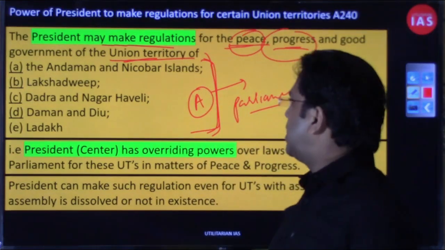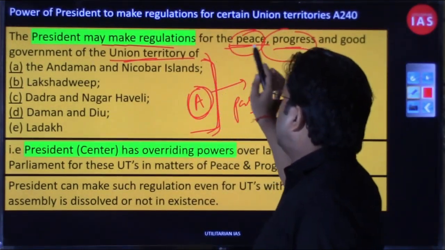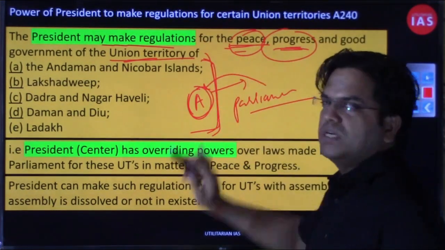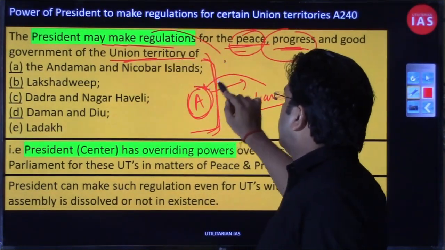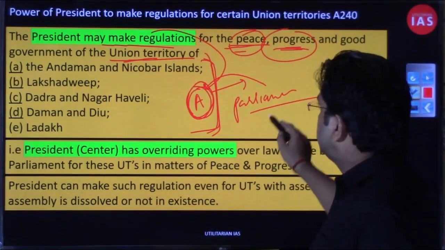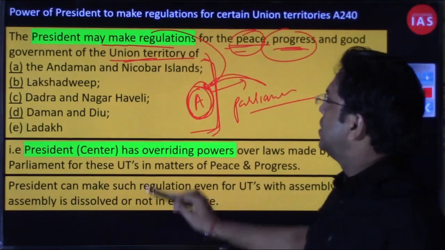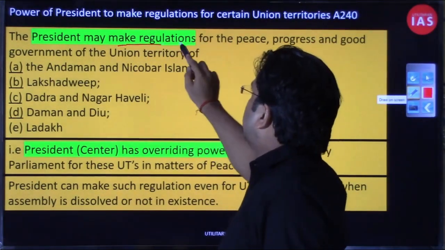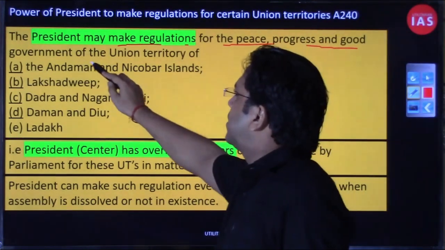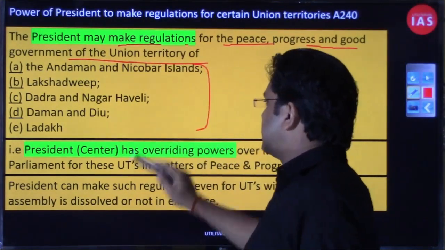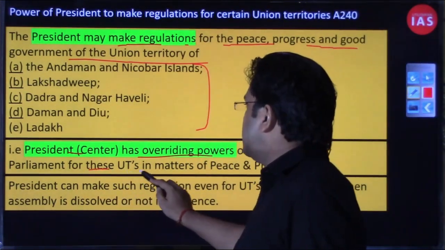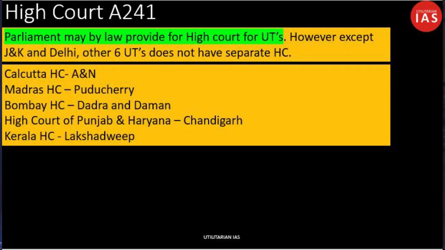So the president has the power to make a regulation if a legislation passed by the parliament is interfering with the peace, progress and good governance. Then by regulation he can repeal that law or act passed by the parliament, just by passing a regulation. Let us read it again. The president may make regulation for the peace, progress and good governance of the union territories. For this, the president has overriding powers over the laws made by the parliament in matters of peace, progress and good government. I hope that point you will have understood.